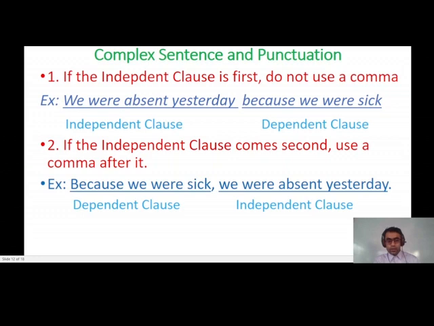For example, because we were sick, we were absent yesterday. Here you see the dependent clause is at first, and then we have put a comma, and after that we have put the independent clause.